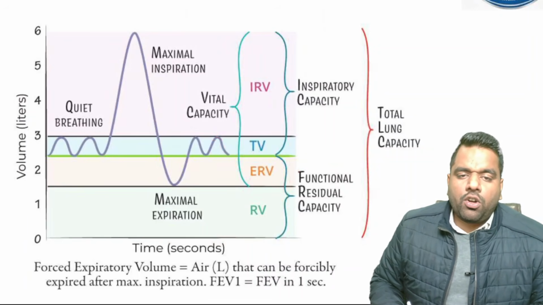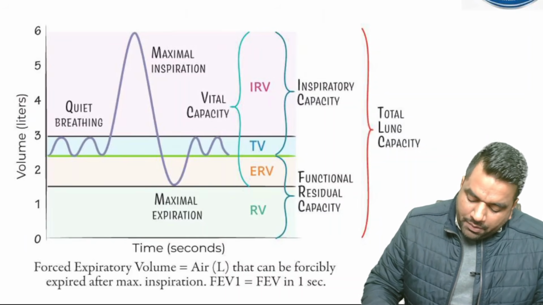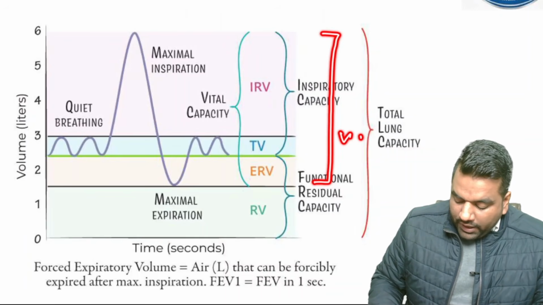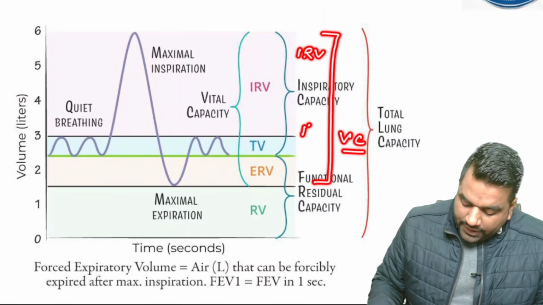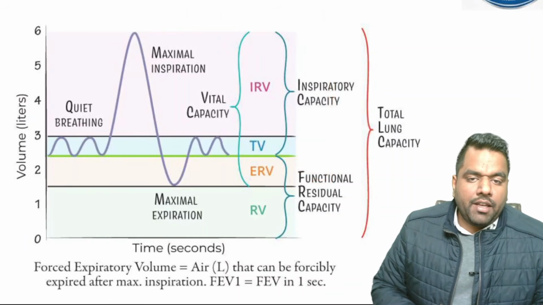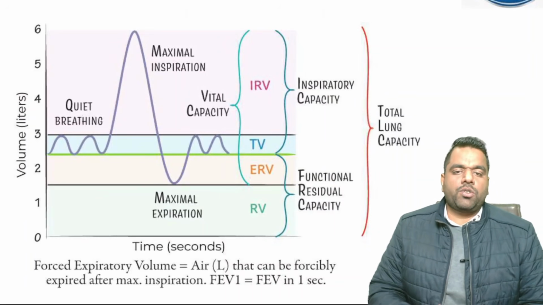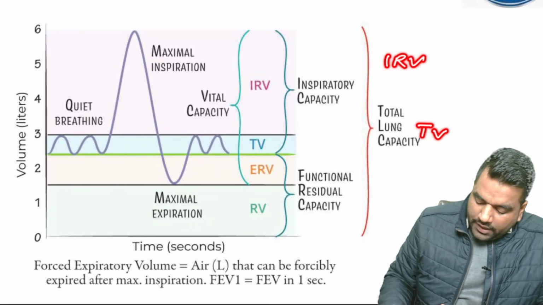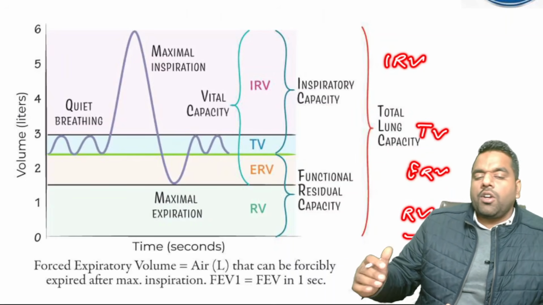And guys, if we talk about the vital capacity, the vital capacity is the total maximum air which you can inhale and the total maximum air which you can exhale. So what is in the vital capacity? There will be IRV, tidal volume, and ERV. That is your vital capacity. And the total maximum air which can be present at a time in the lungs, we call total lung capacity. It consists of IRV, tidal volume, ERV plus residual volume. All together, collectively, we call this total lung capacity.